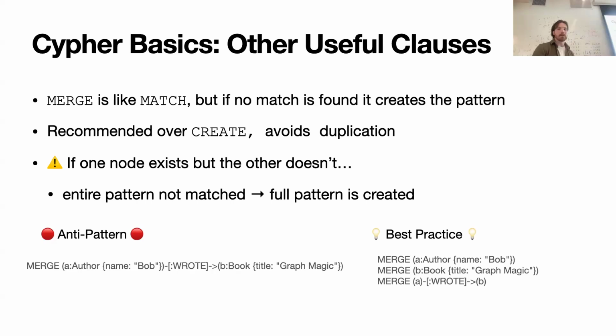So the best practice is to first merge each node you're interested in. So merge author Bob. If author Bob exists, then we won't recreate it. And then we merge the book Graph Magic. If it doesn't exist, it creates it, and then we make the relationship. And so we don't get a duplication of nodes in this case. So when using merge, it's best to create your nodes and then create the relationships.